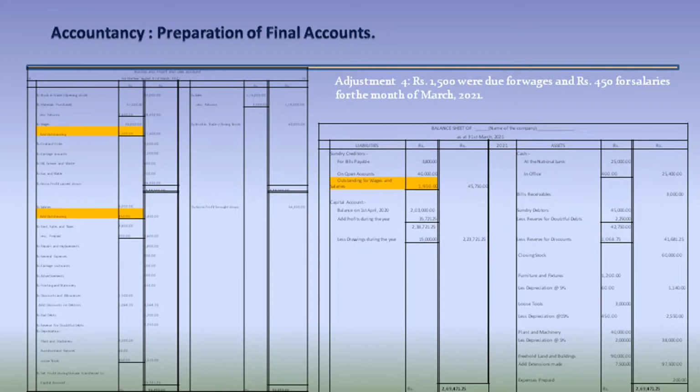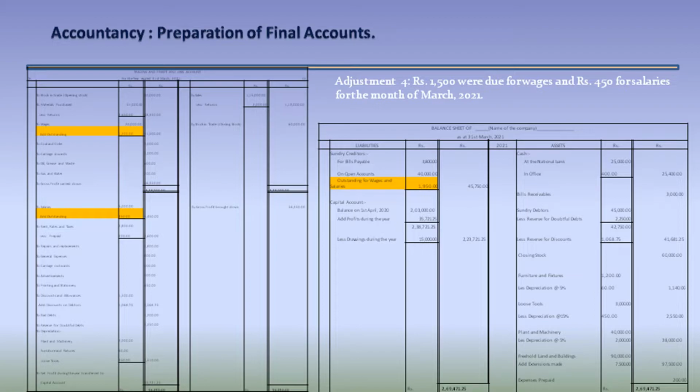Fourth adjustment. Rupees 1,500 were due for wages and rupees 450 for salaries for the month of March 2021. Outstanding wages adjustment will appear in the trading account. Outstanding salaries adjustment will appear in the profit and loss account. So let us take the adjustment of wages 1,500 due, not paid. On the debit side of the trading account, to wages 20,000 as per trial balance and add outstanding wages 1,500. Total 21,500 in the outer column.